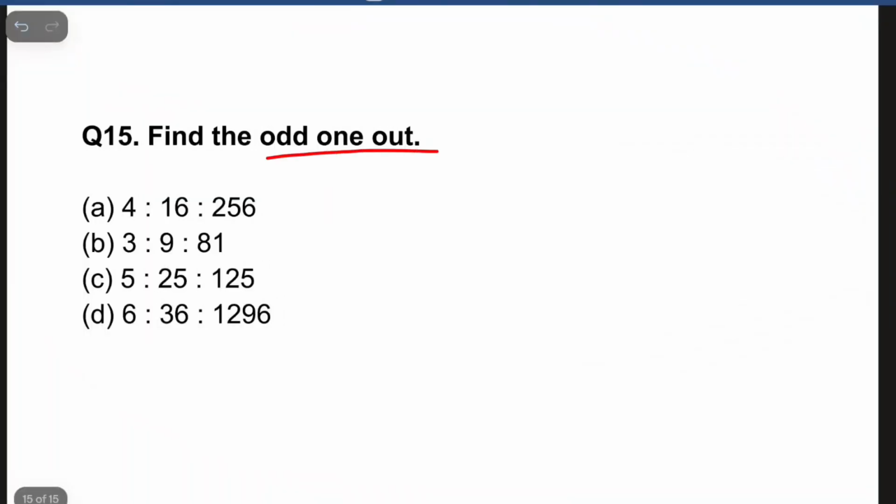Question number 15, find the odd one out. We'll start with part A. 4 square is 16. 16 square is 256. Similarly, 3 square is 9, 9 square is 81. Part C, 5 square is 25, but 25 square is 625. Here it is given 125. Let us check part D also. 6 square is 36, 36 square is 1296. So option C is the odd one out. This will be the correct answer.